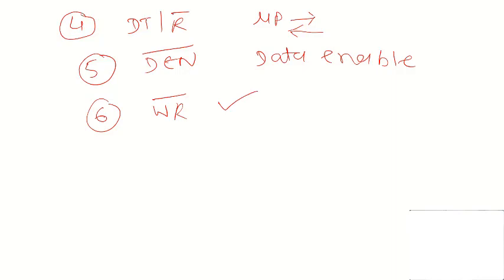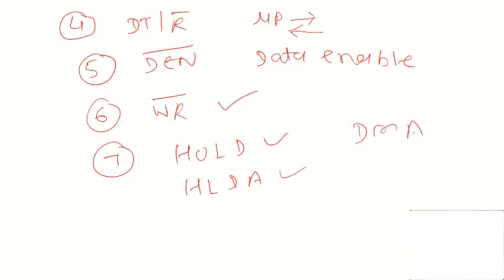So 0 होगा तो it means ये क्या हो रहा होगा, basically write हो रहा होगा. Okay. Next 7 is what, HOLD, और ये आपका HRD है. ठीक है, ये जो HOLD बेसिकली है, HOLD और HLDA, DMA ऑपरेशन के टाइम मैंने आपको बताया था.